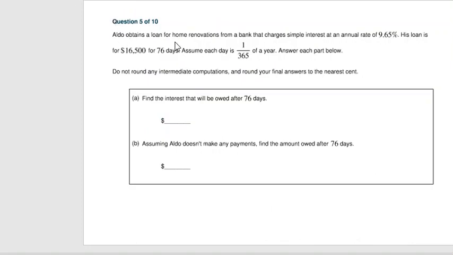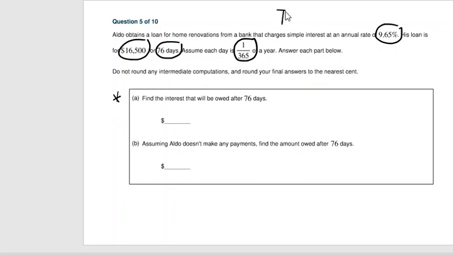Okay, Aldo obtains a loan for home renovations from a bank that charges a simple interest rate of 9.65%. His loan is for $16,500 for 76 days. Assume each day is 1/365 of a year. So 365th of a year. Find the interest that will be owed after 76 days.